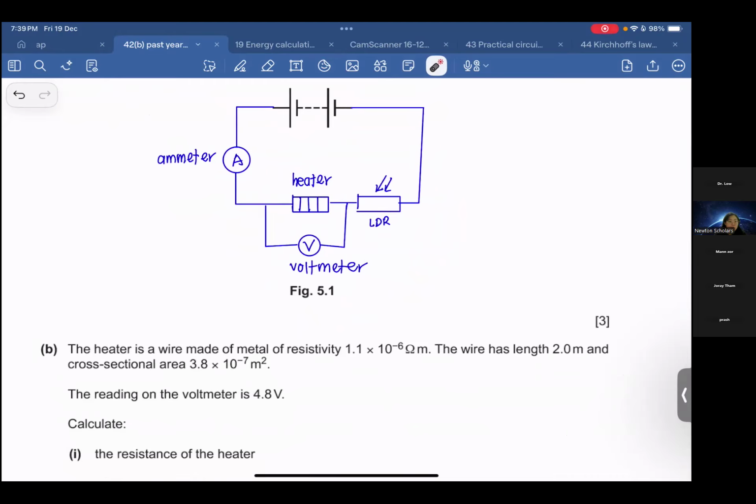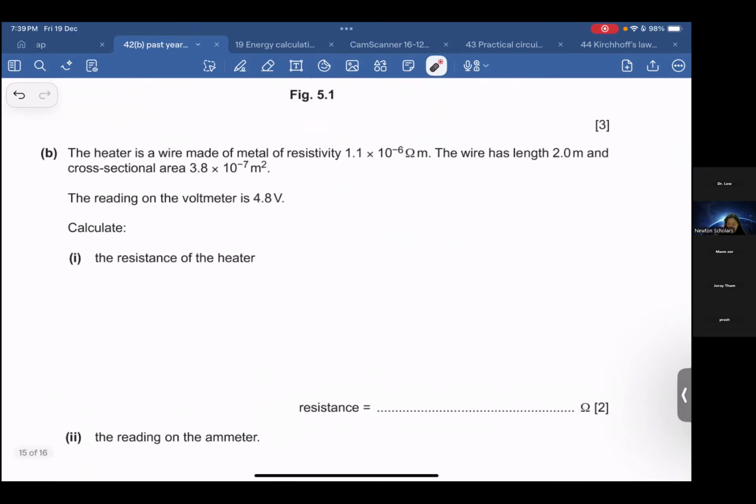The heater is a wire made of metal with resistivity 1.1 times 10 power of negative 6 ohm meter. The wire has a length of 2.0 meter and cross-sectional area of 3.8 times 10 power of negative 7 meter square. Voltmeter reading is 4.8 volt. Can you calculate the resistance for the heater? Okay, do your calculation right now. You should already be familiar with the formula.